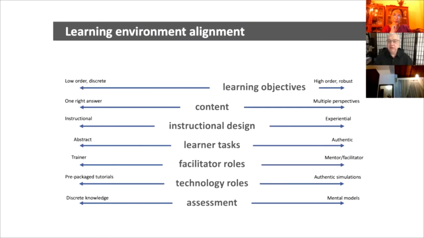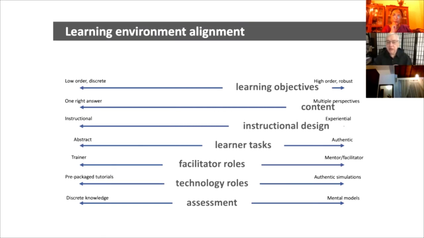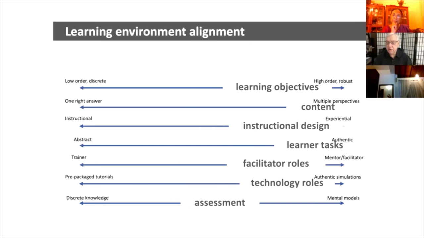So again, you see that in any type of open online course, we need to make sure these things are well aligned: your objectives, your content, your instructional design, the learner task, the facilitator's roles, the technology roles, and the assessment. The first thing I always ask when I get involved in an instructional design project is, what are the learners going to be able to do after they've taken this course? Tell me about the task. What are the authentic things they can do? And that's where I start the process.